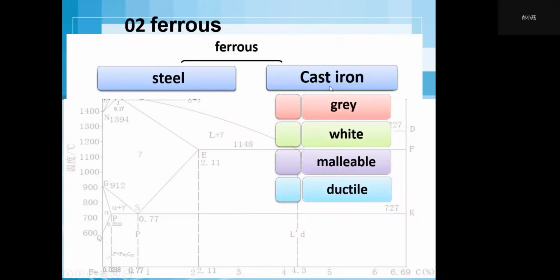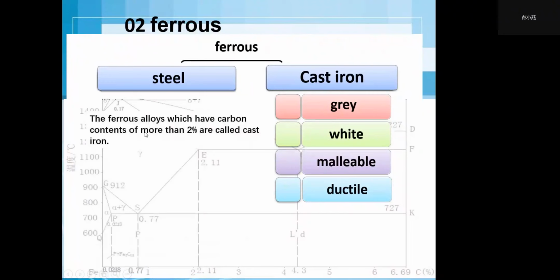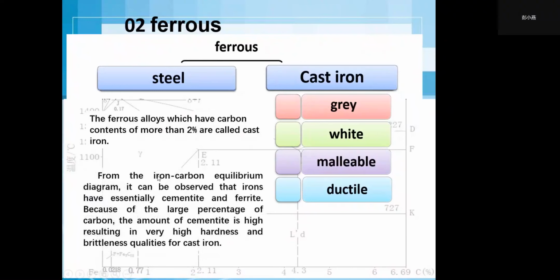Okay. Now for cast iron, the shape of graphite present in cast irons would greatly affect its strength. The ferrous alloys which have a carbon content of more than 2% are called cast iron, and from the iron carbon equilibrium diagram, it can be observed that cast irons have essentially cementite and ferrite. Because of the large percentage of carbon, the amount of cementite is high, resulting in very high hardness and greatly reduced ductility for cast iron.